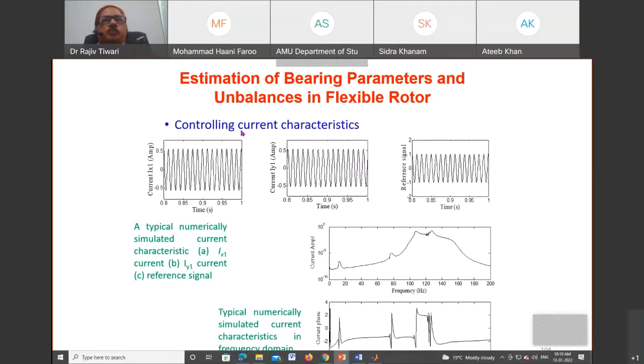Apart from that, we had the controlling current, as I mentioned, of the magnetic bearing. So there were X direction and Y direction actuator currents, and its reference also. So this is the variation of the current as we were ramping up the rotor from one speed to a higher speed, and this is the phase of that. So here you can see there are several critical speeds. In fact, there were four critical speeds we crossed in this particular case.